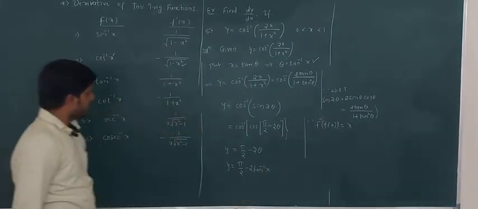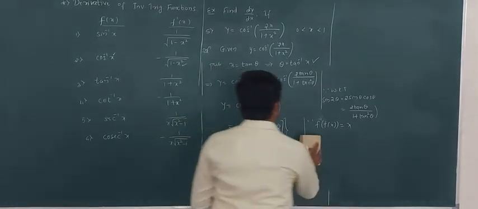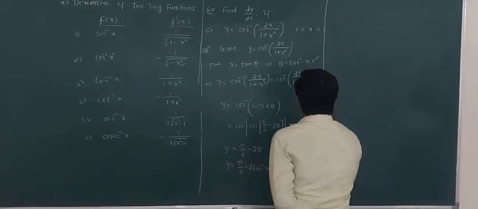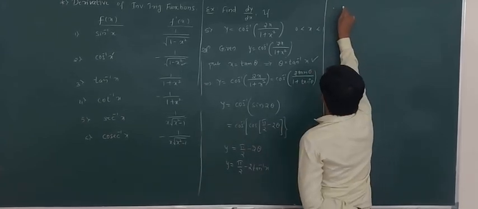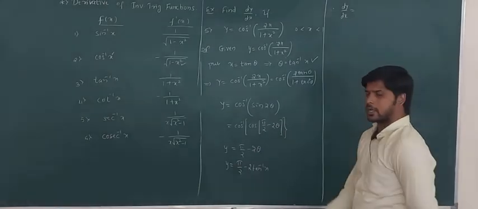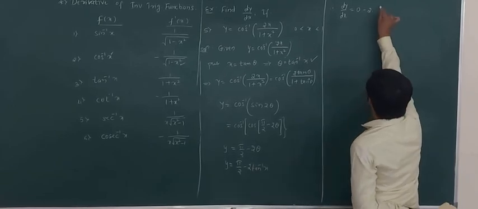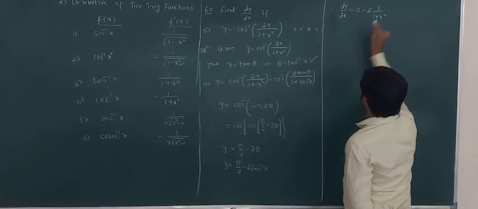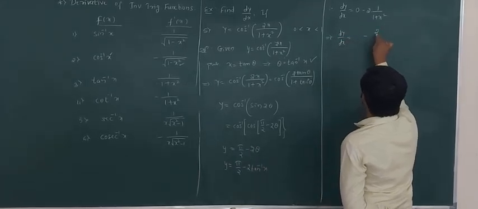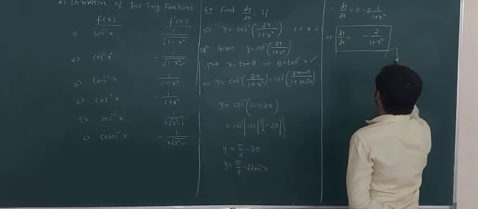And we know that differentiation of tan inverse x is 1 upon 1 plus x square. So therefore, differentiate with respect to x: dy by dx equals pi by 2, a constant. So constant differentiation is 0, minus 2 is constant, and tan inverse x differentiation is 1 upon 1 plus x square. So the differentiation of the given function is minus 2 divided by 1 plus x square, which is the required solution. Note it down.